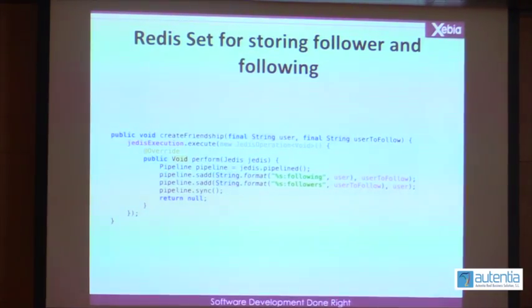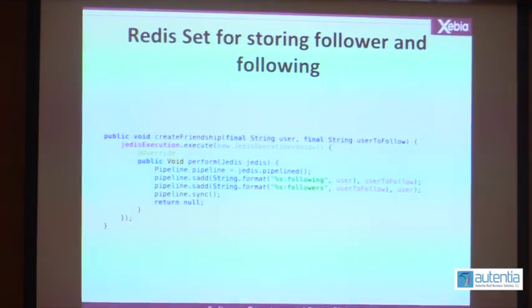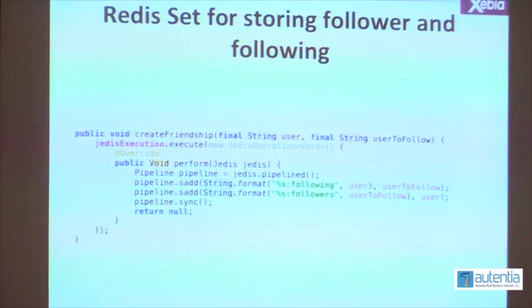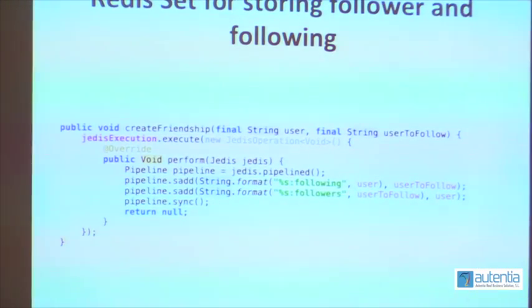For the functionality I'm showing here, create friendship, which means that when a user follows another user, I have to create a friendship between them. So what we do is we create a set, and we just add a user to the follower. Whichever user is following, I just add to that, and similarly I do the same for the other, just add their following as well. This creates a friendship relationship between the two objects.